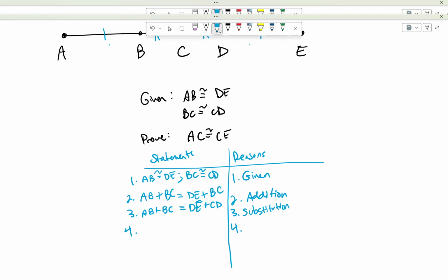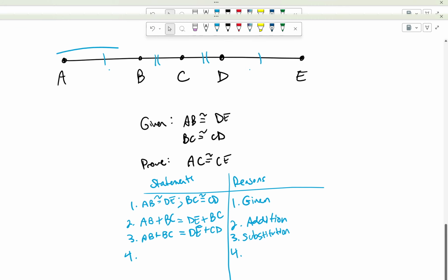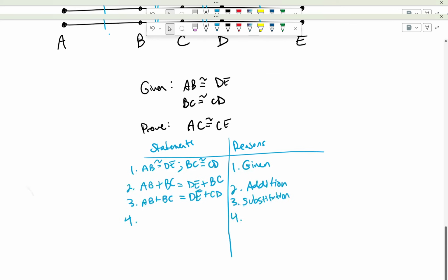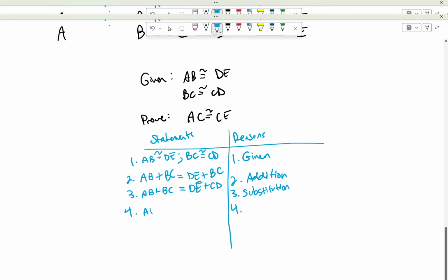Now, AB plus BC, back at the top. Segment plus segment is the big segment, AC. Also, DE plus CD. Segment plus segment was the big segment. So let's actually cite each of those. AB plus BC was equal to the big segment AC, as well as DE plus CD was equal to the big segment CE. This is segment plus segment where there's a shared point to create a bigger segment, and this is segment addition.